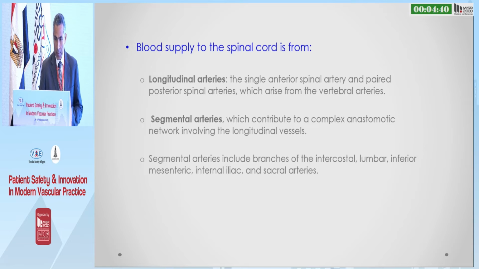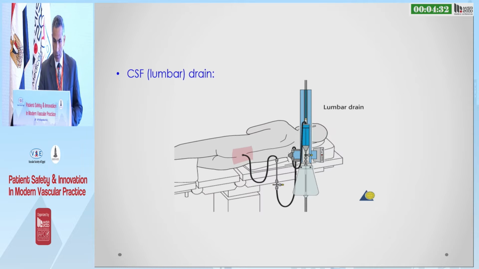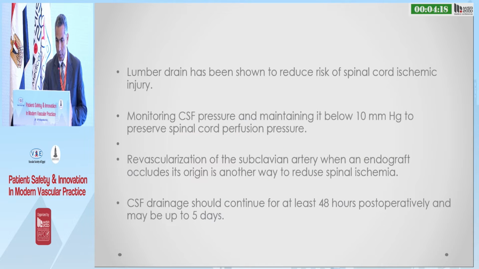Blood supply to the spinal cord is from longitudinal arteries and segmental arteries. Here is a diagram showing the blood supply of the spinal cord. A CSF lumbar drain is what we prefer to put to reduce spinal ischemia. This was described in lumbar spinal drains for thoracoabdominal aortic surgery in 2020, and in this paper, the lumbar drain has been shown to reduce the risk of spinal cord ischemia.